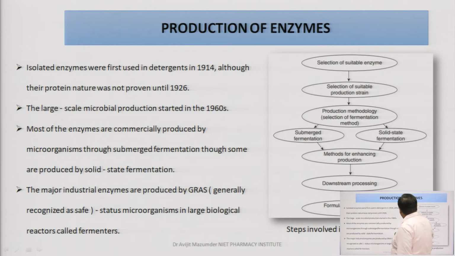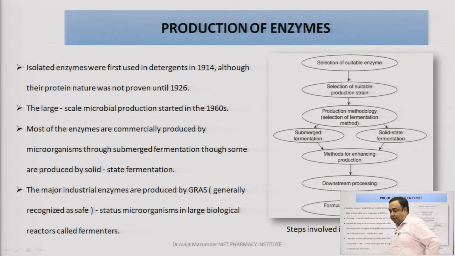Whenever we start the production of an enzyme, the first and most important step is to select which enzyme we need to produce, because depending on the enzyme we want to generate, we will have to select our microbes. It is not that all microbes can produce all types of enzymes. A certain group of microorganisms are successful in producing certain types of enzymes. So the first and foremost thing is to fix two important factors: which enzyme I need to produce, and accordingly which microorganism I shall take.